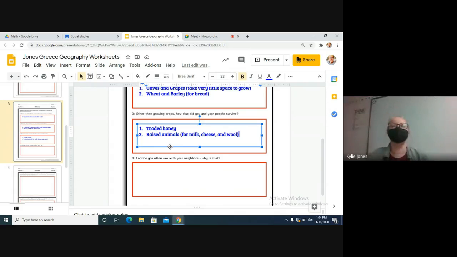That sounds gross. Goat milk does not sound good to me. I don't like goat cheese though either. I've had goat cheese before. What?